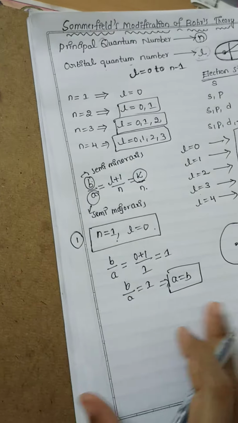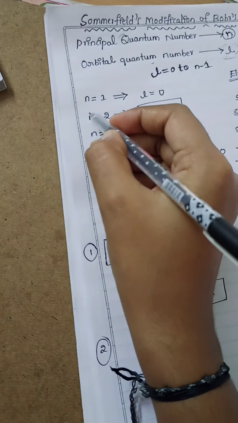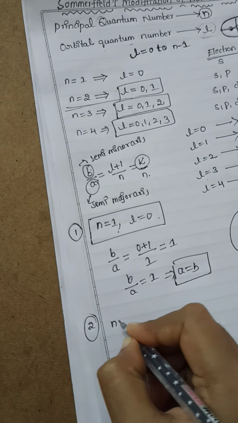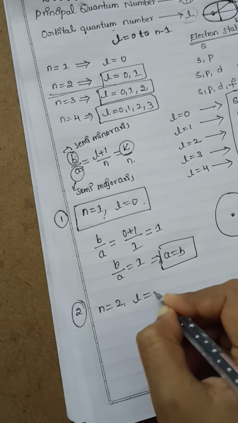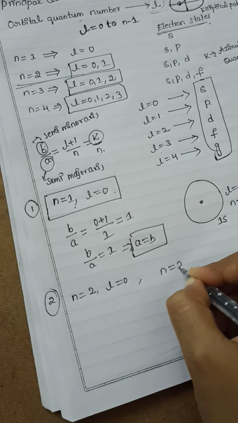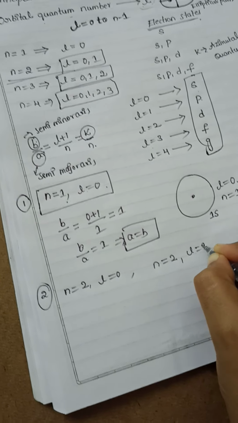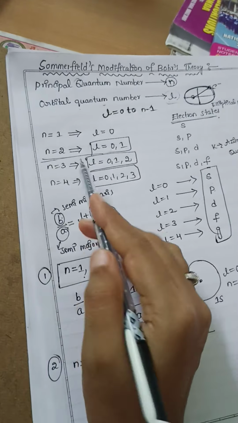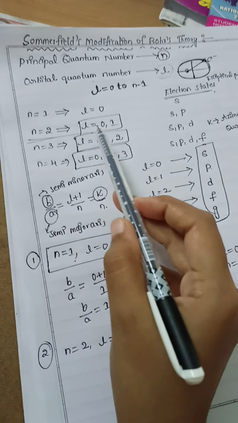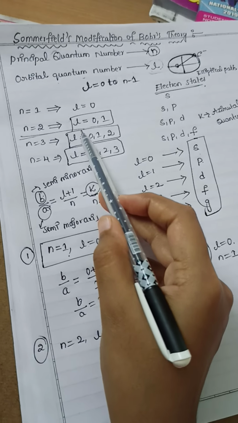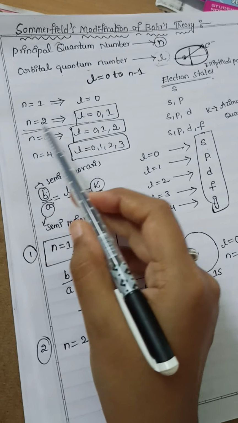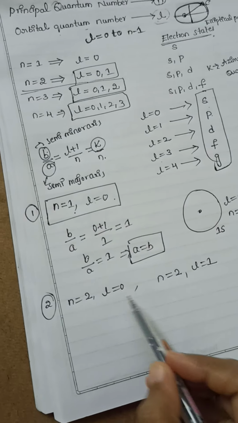Now the next condition: n is equal to 2, then L is equal to 0 in one condition, and n is equal to 2 and L is equal to 1 in the other. There are two conditions here, because whenever n is equal to 2, there is a splitting into two values, L is equal to 0 and 1.